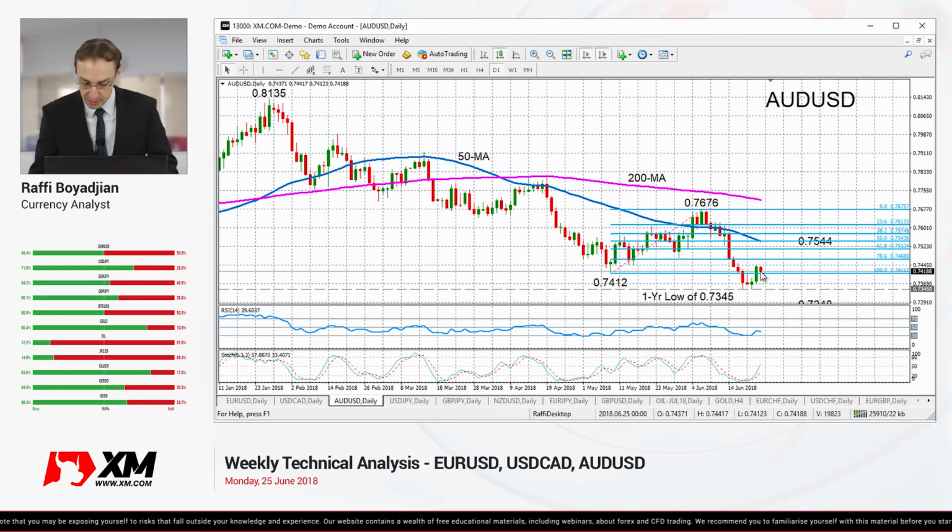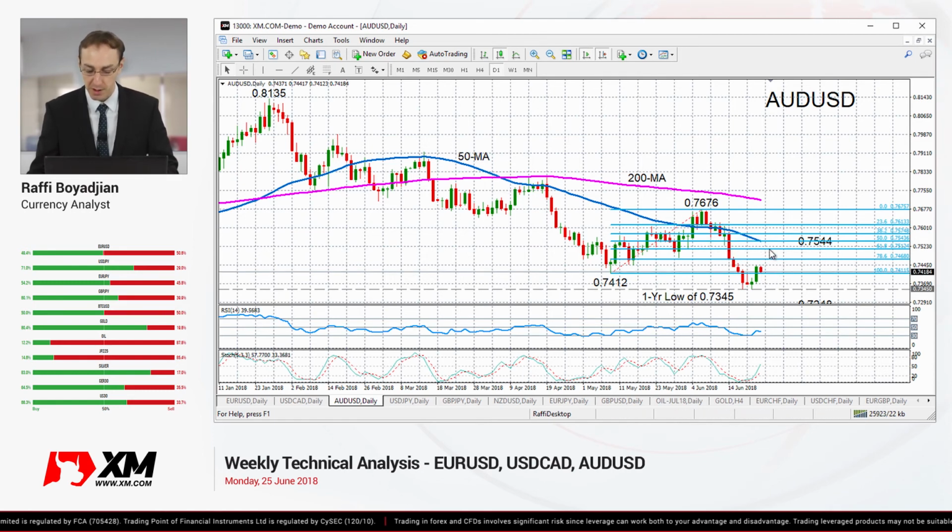To the upside, if we do see the stochastics gaining further ground, and we do see further improvement in the upside momentum, then we could likely see resistance coming from the 78.6% and the 61.8% Fibonacci levels, around 0.7468 and 0.7512. But the key target on the upside is the 50% Fibonacci at around 0.7544. That's also where the 50-day moving average currently is.